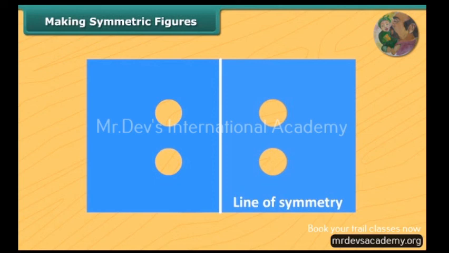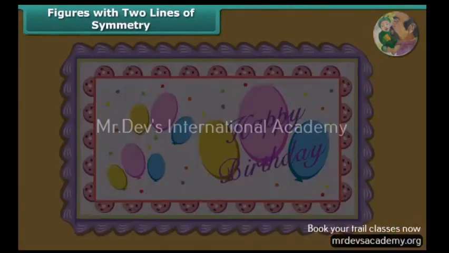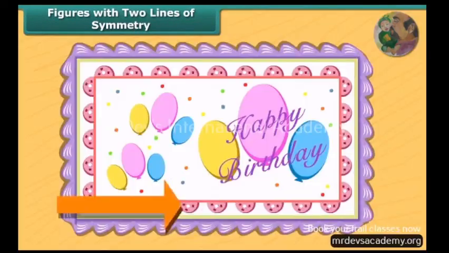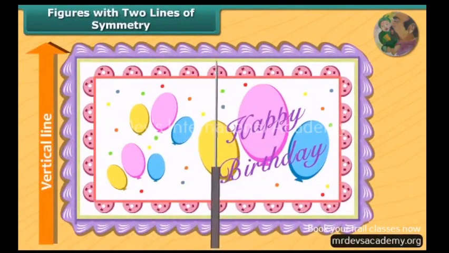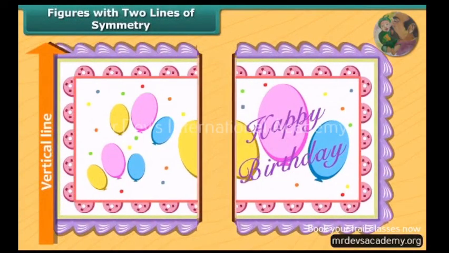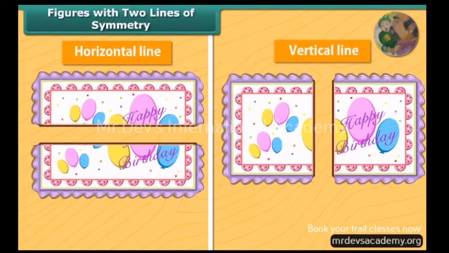Manu and Mrinal have one rectangular cake. Each of them wants exactly half of it. The cake can be divided in two ways to give equal halves. Do you want to know how? Let us find out. The cake can be divided along the horizontal line so that its two halves match each other. It can also be divided along the vertical line, so the cake has two lines of symmetry.